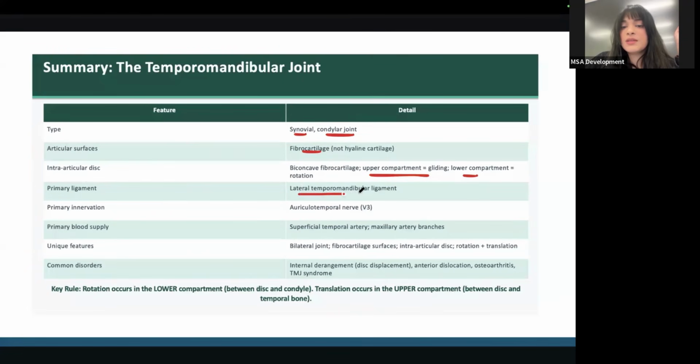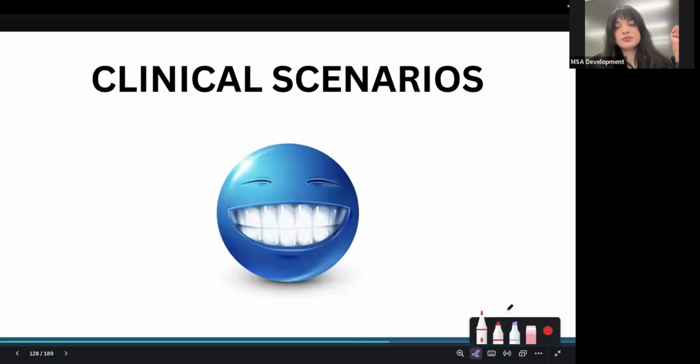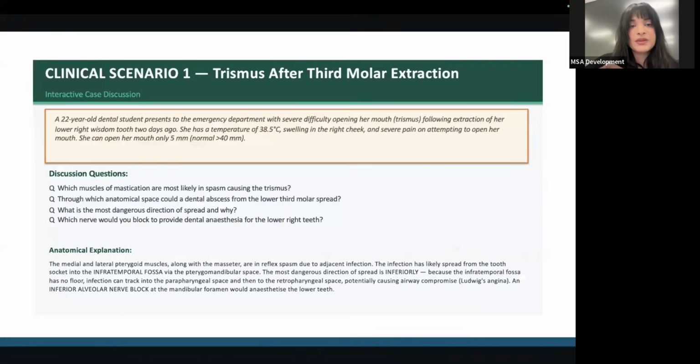Okay? Primary ligament is this one. Primary innervation is this one. Primary supply is superficial temporal artery and the maxillary artery branches. And then these are bilateral joints. And these are the common disorders that can occur. Now I move on to the final part of this lecture, clinical scenarios.